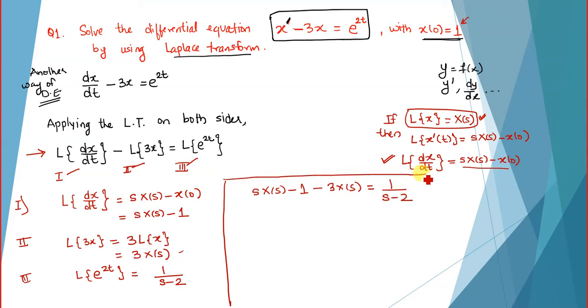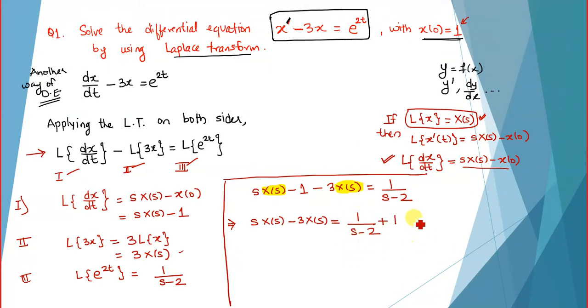Okay. Then what we have to do is keep the terms of X of s on the same side, and the term without X of s we have to move to the other side. So 1 is the term, we will move it to the other side. So this implies that s X of s minus 3 X of s is equal to, on the right side we already have 1 over s minus 2. This minus 1 when it goes to the other side becomes plus 1.